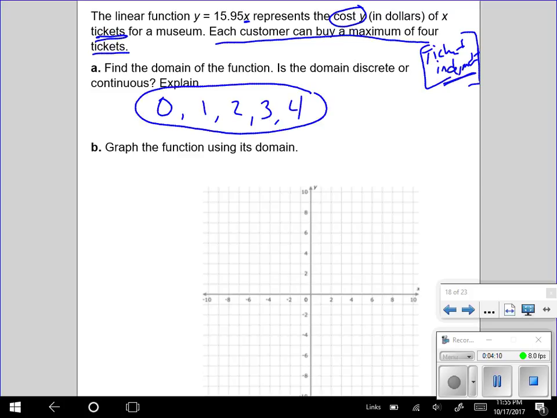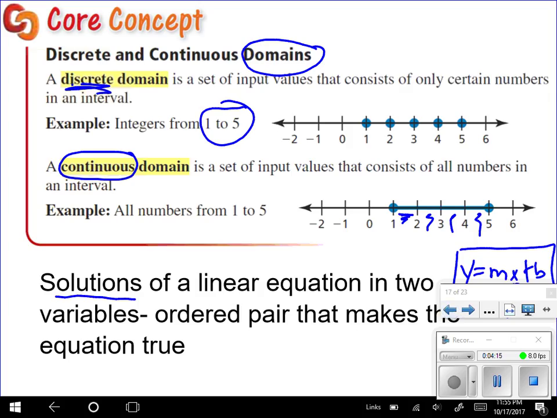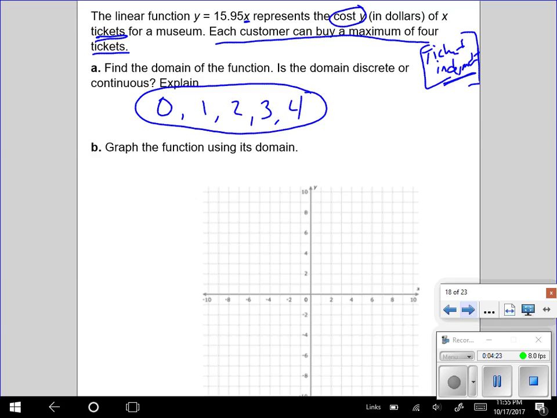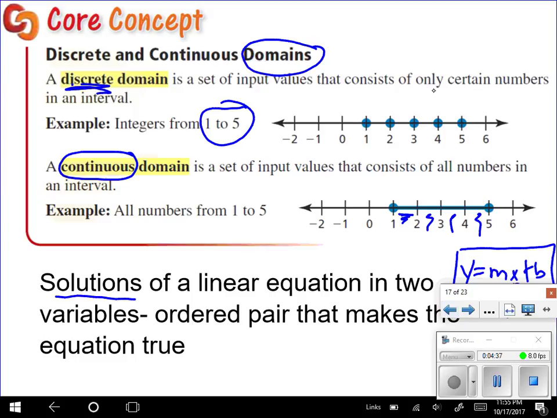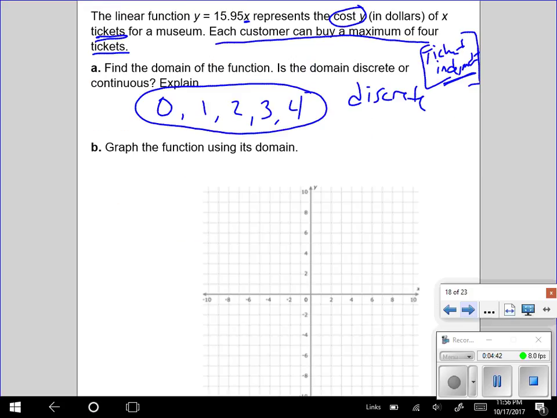This is our domain. So, based on our definition on the previous slide here, is this a discrete domain or a continuous domain? Well, it's just these integers. It's not a continuous piece of information. And we're going to give you an example of that. But this would be considered a discrete domain because if you look back at this, it consists only of certain numbers in an interval. It only has these numbers 0, 1, 2, 3, 4. So it only has certain numbers in an interval.